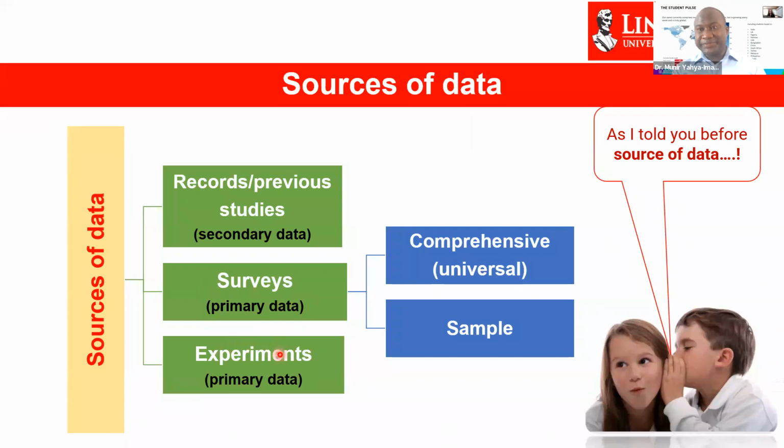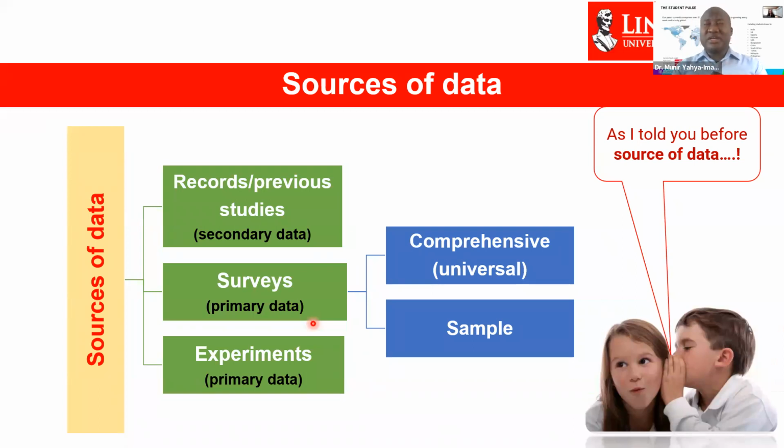Then you have experiments. Experiment can also be a source of data. And of course, experiment is what you are doing yourself, so as a result, that can also be referred to as primary data. So in any case, sources of data will be experiments, surveys, or records of previous studies. Now for surveys, you can have a comprehensive survey, or you can have a sample survey.